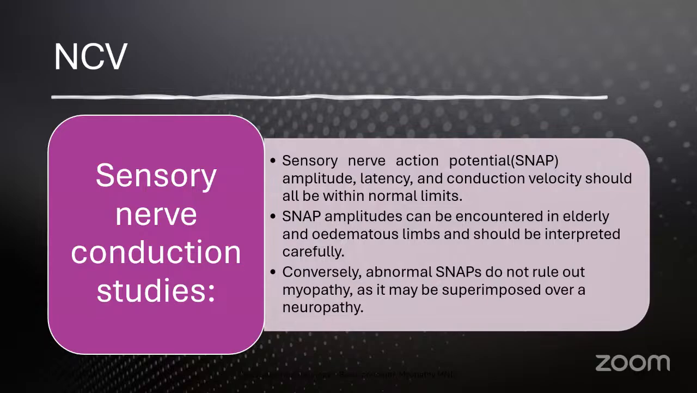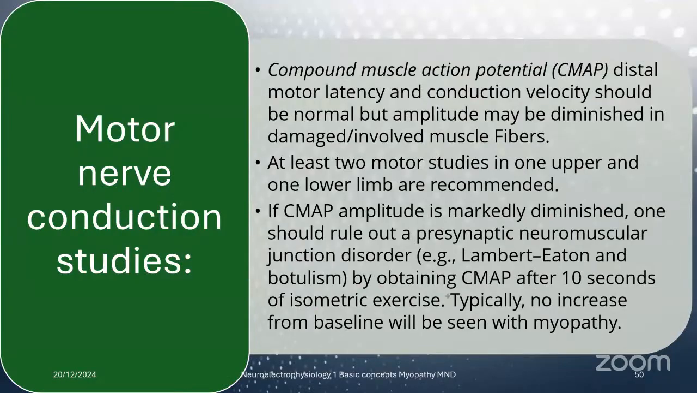The neuromyopathy. The compound muscle action potential, CMAP, distal motor latency, and conduction velocity should all be normal, but amplitude may be diminished in damaged or involved muscle fibers. These are the important findings which we are dealing with in myopathy. At least 2 motor studies, one in an upper and one in a lower limb, are recommended because our main aim is not the motor nerve conduction studies. Our aim is EMG to establish the diagnosis. But a minimum of 2 motor studies, one in the upper and one in the lower limb, is recommended.